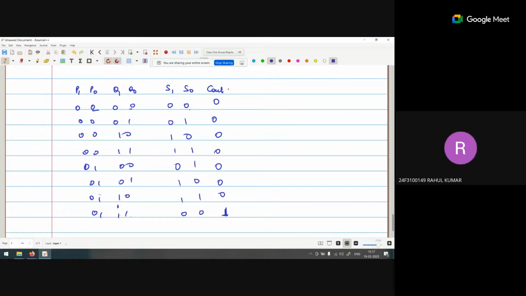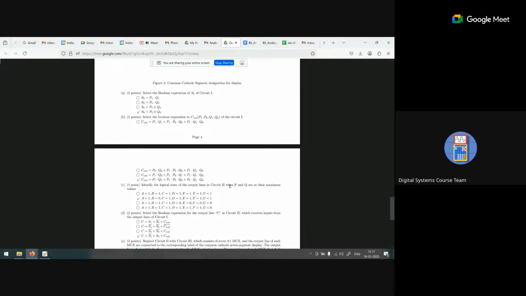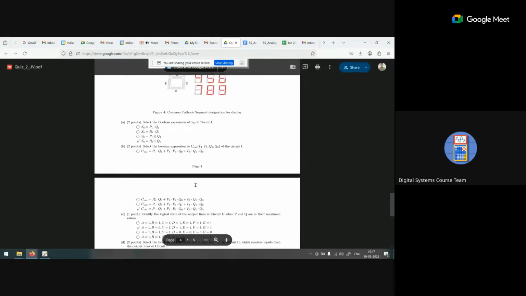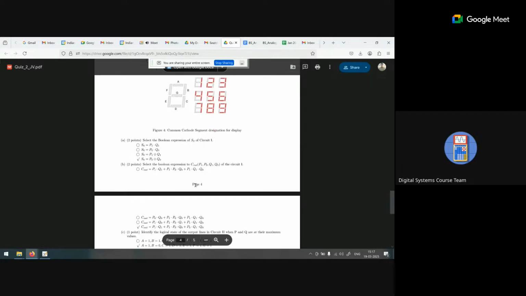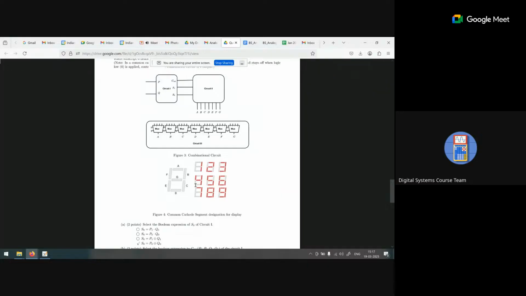So can you solve the next one also in this comprehension? The next one is to identify the logic state of the input lines in the circuit when P and Q are at their maximum value. So what is the maximum value of P and Q? 1 1, I think. So that is 3. P and Q is 3. So what do we get as the addition of these two? 6. Yes, sir. So if we display a 6, this is my 6.